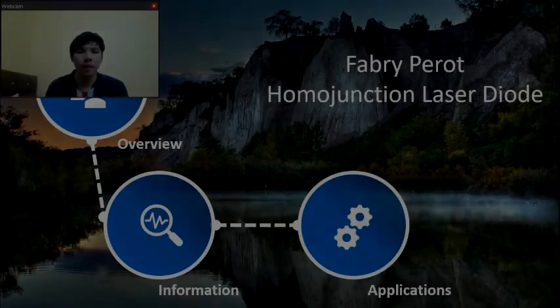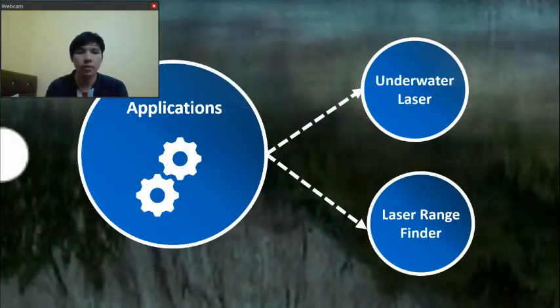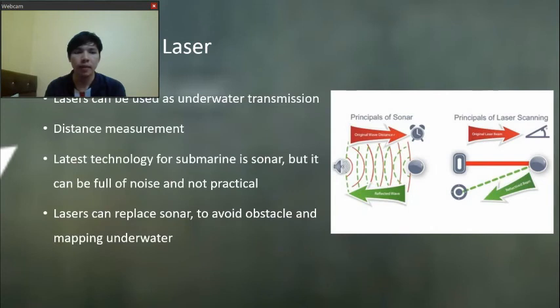For the applications, there are two types of Fabry-Perot laser applications. The first one is the underwater laser. The second one is the laser range finder. Moving on to the underwater laser, this laser can be used for underwater transmission. It is also used for distance measurement. The latest technology for submarines is sonar, but it can be full of noise and not practical. The laser can replace sonar to avoid obstacles and for mapping underwater.